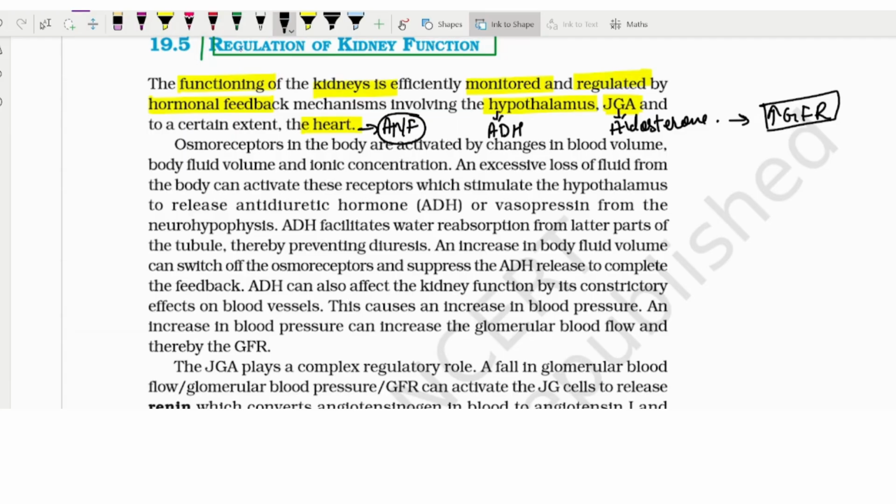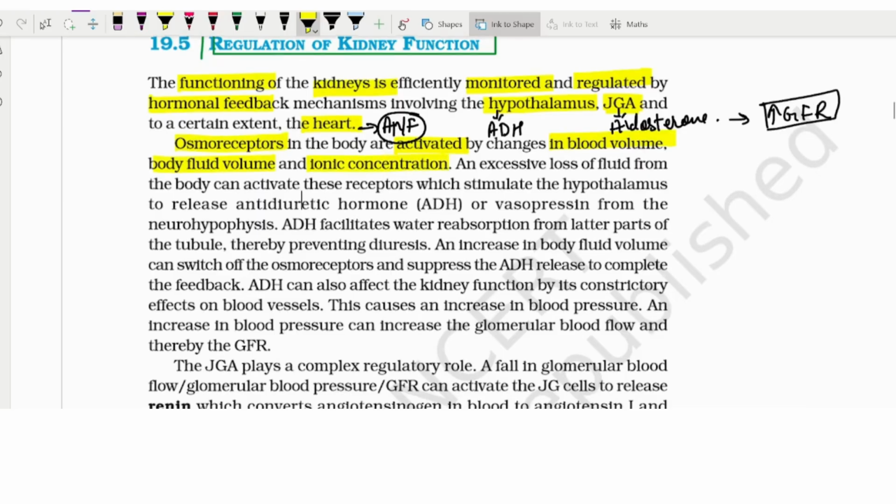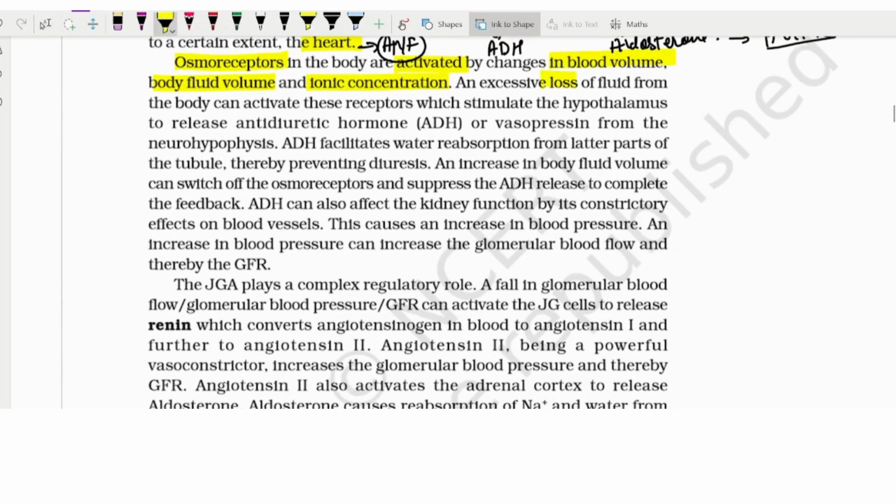That's all. Okay, now let's see. Osmoreceptors in the body are activated by a change in the blood volume or fluid volume and ionic concentration. An increase in the loss of fluid from the body will activate these receptors. It will stimulate the hypothalamus, that I told you, RAS mechanism, first step. So how the RAS mechanism will actually start is what they are telling here.